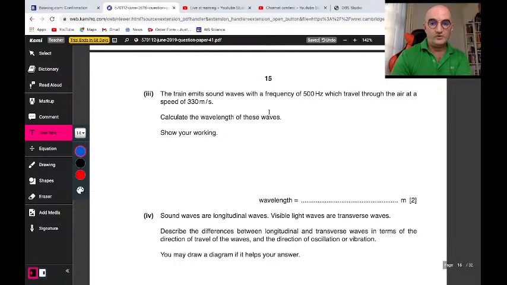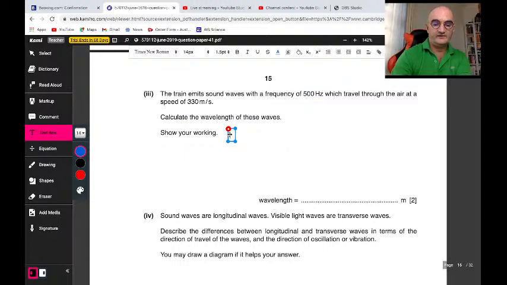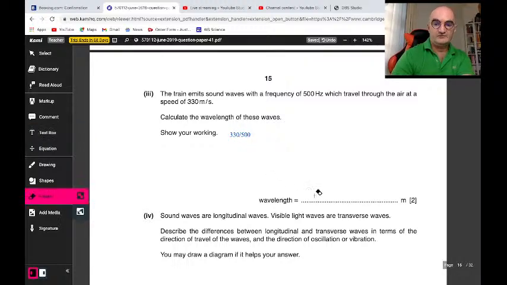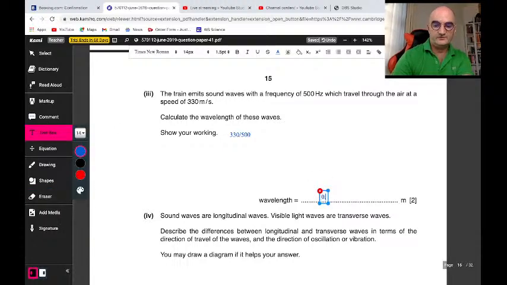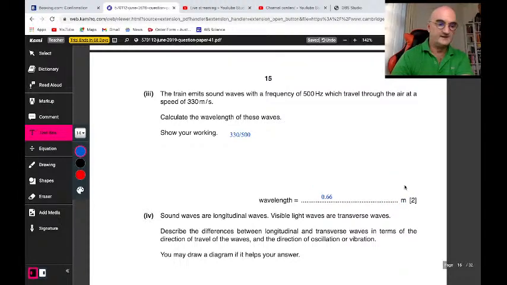The train emits sound waves with a frequency F of 500 cycles per second, or hertz, which travel through the air at a speed of 330 meters per second. Calculate the wavelength. Well, V equals F lambda, so lambda is V over F, which is 330 over 500, which I make to be 0.66. Yeah, 0.66. And again, the unit is given for me, meters. 0.66 meters is the answer.